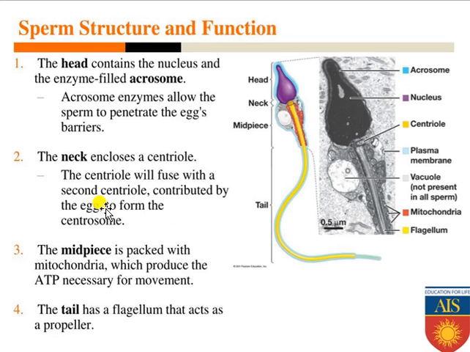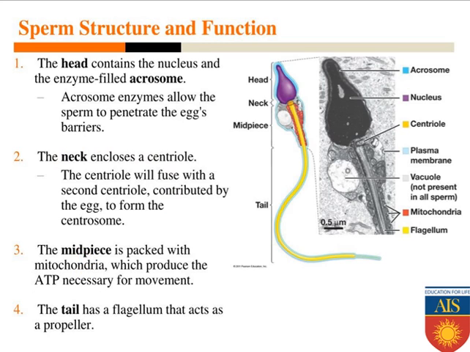Normally within one cell one centriole will be present, but your question can come, why have two centrioles come here? The reason is that one centriole is the sperm's own centriole, and another is contributed by the egg to form the centrosome. The mid piece, or middle piece, is packed with mitochondria, commonly known as nebenkern, which produces ATP, necessary for the movement of the sperm. And the tail has a flagellum that acts as a propeller. One more thing, not mentioned here: the cytoplasmic part which covers the head portion, middle piece portion and tail portion entirely is commonly known as manchette.